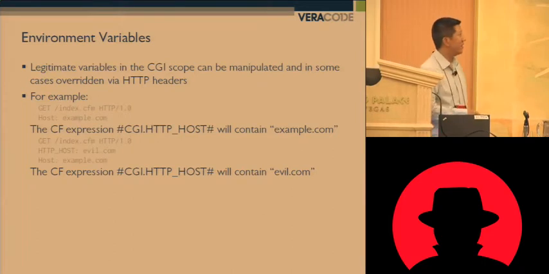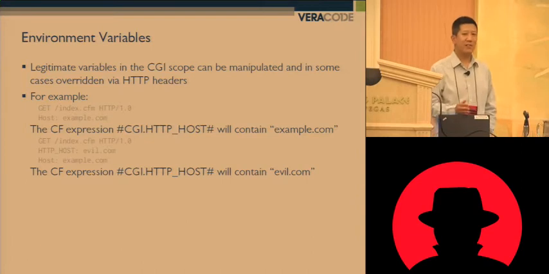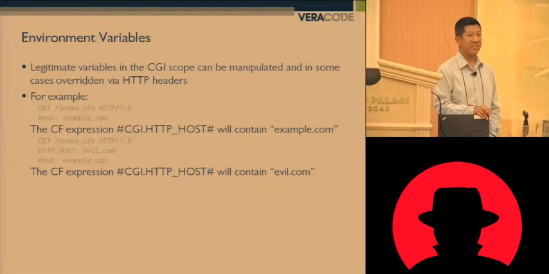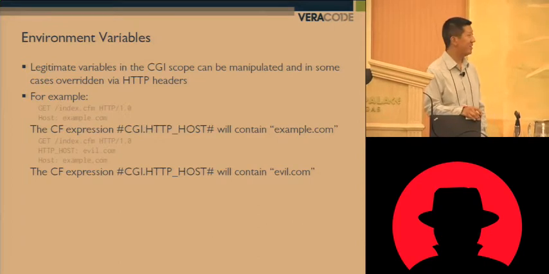Environment variables, you have a CGI scope that we talked about before. And this is similar to other CGI scopes in different application development platforms, except that in ColdFusion, you can actually manipulate a whole lot more than you can in other platforms. So normally, you can alter CGI.queryString or CGI.host. In ColdFusion, you can manipulate almost everything in the CGI scope.